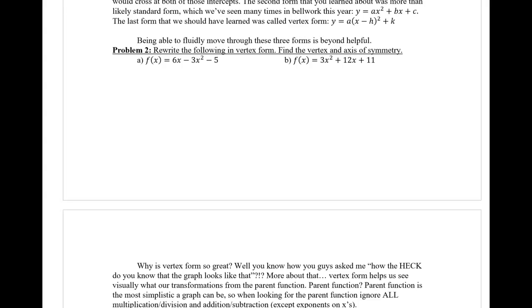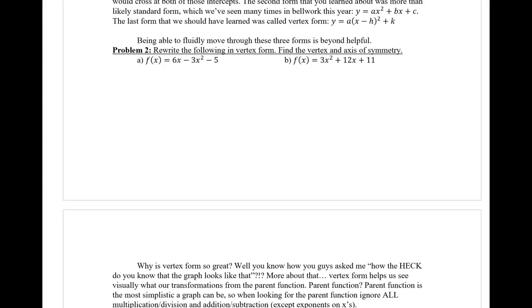Alright, so the next problem that we need to do is rewrite the following in vertex form, and we need to find the vertex and the axis of symmetry. So luckily for us, we don't have to factor this mess. It would be kind of gross, and that's okay. So trying to find the vertex, I'm going to show you the easiest way possible.